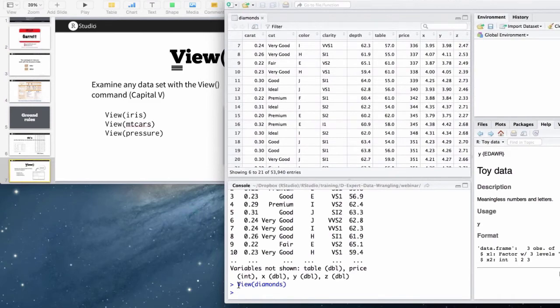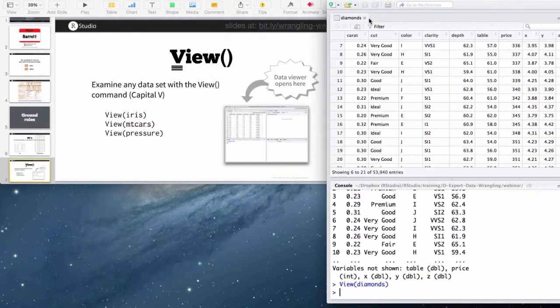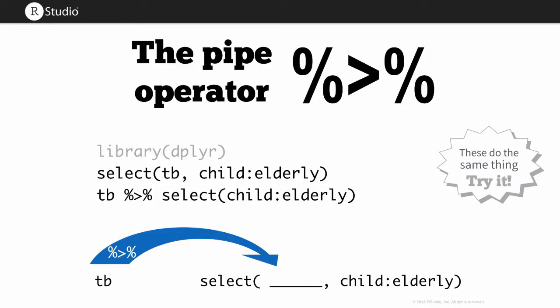Keep in mind that's view with a capital V, and you could use this on any data frame that you have in R. Close that. And then there's one last function that really changes how R looks, and that's the pipe operator. This comes from the magrittr package, but it's imported by the dplyr package. And it's a different way to write the same code that you'd write before. So you could probably recognize what this command would do here.